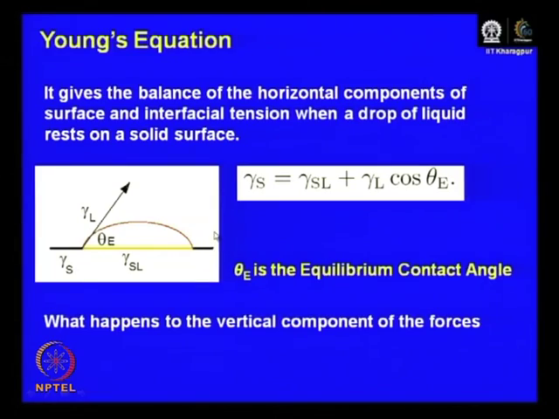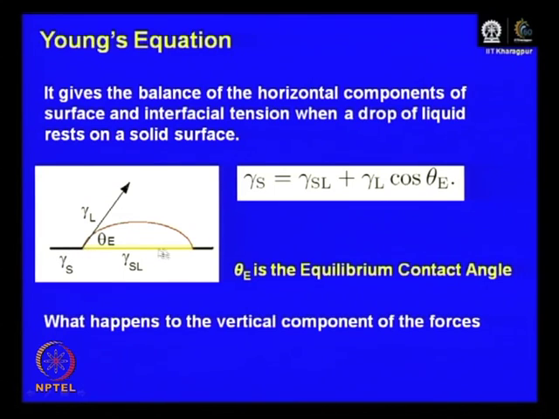Now, this is again something we all know, that if you dispense a drop of liquid on a solid surface and it eventually forms a part of a sphere, the balance of the horizontal components of surface and interfacial tension gives you what is known as the very famous Young's equation. So, here you have a liquid drop dispensed on a solid surface. The solid surface has a surface tension of gamma S. The area covered by the liquid drop is no longer exposed to air, therefore it is not a solid in contact with air.